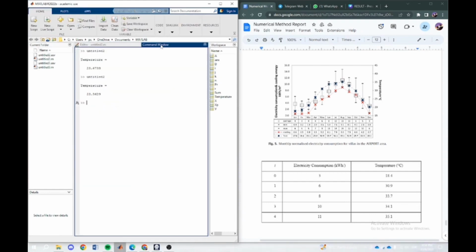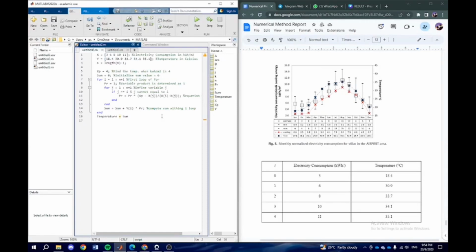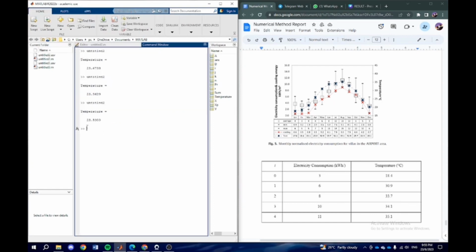We run the simulation, we get 23.9629 degrees Celsius. This approximation is quartic approximation. There will be 1, 2, 3, 4, 5 points, and the additional point is 11. When the electricity consumption is 11 kilowatt per meter square, the temperature will be 35.1 degrees Celsius. We run the simulation and we get 23.5 degrees Celsius.